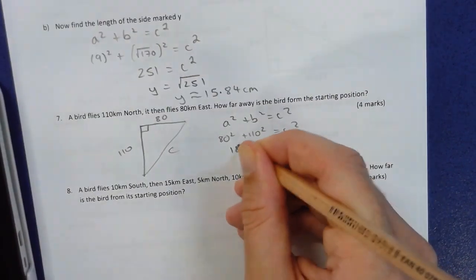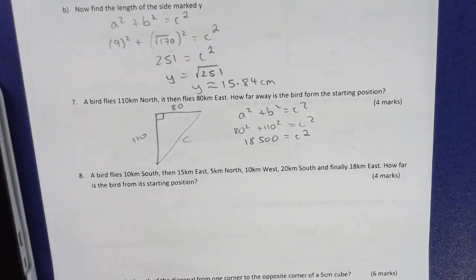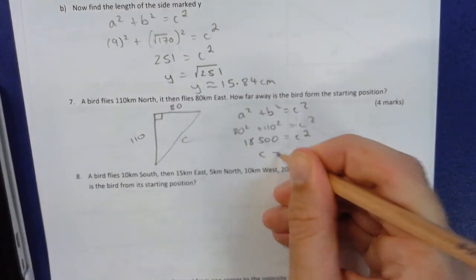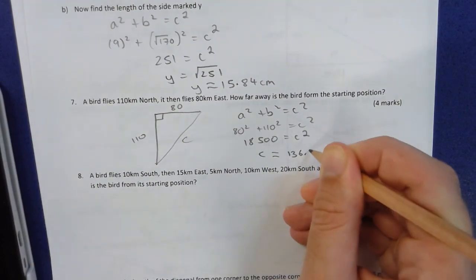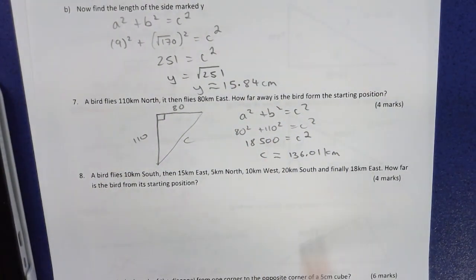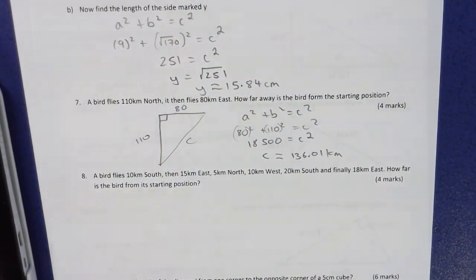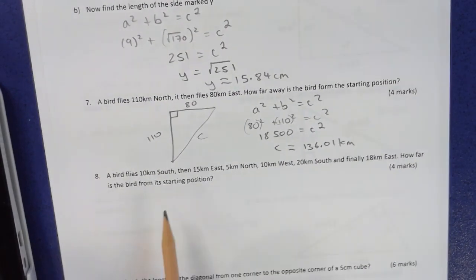So that's 18,500 is C squared. You square root that, and therefore C is roughly 136.01 kilometres. Now you will notice that sometimes I use the brackets and sometimes not. I mean, technically you should put brackets around when you substitute, but that's very important for negative numbers, but because we're only working with positives at the moment, it's not essential and you won't lose marks if you didn't put the brackets in. Right, let's have a look at number 8.